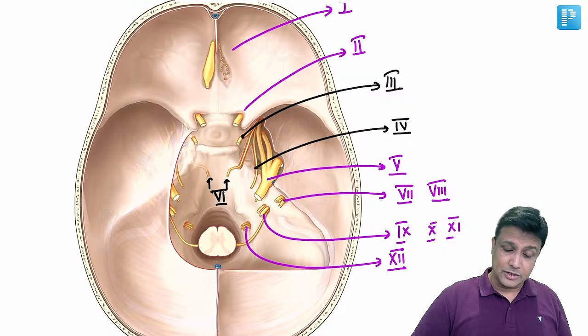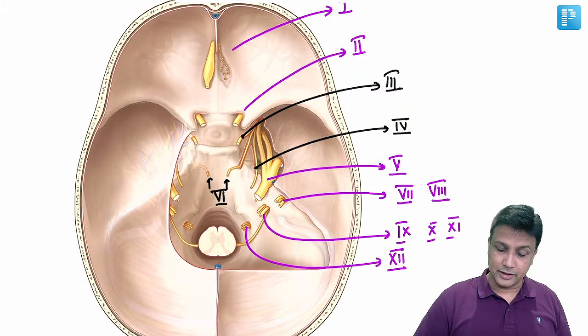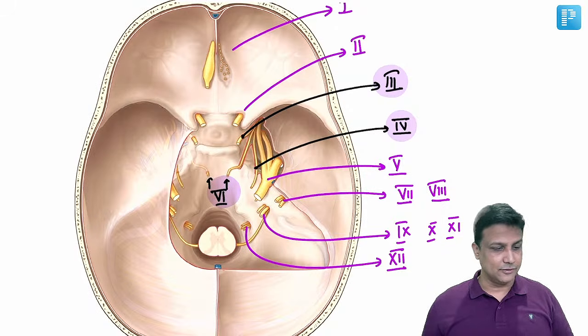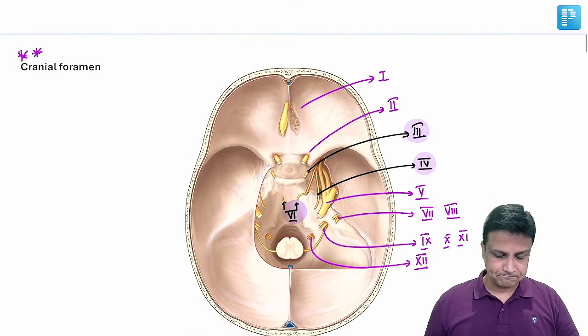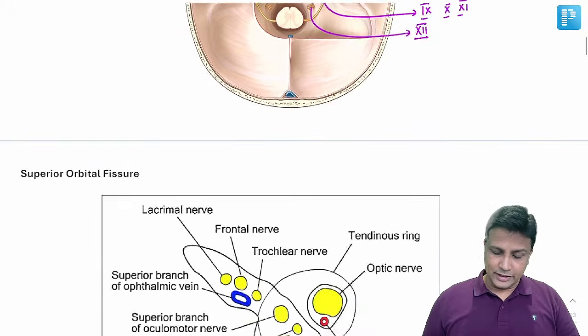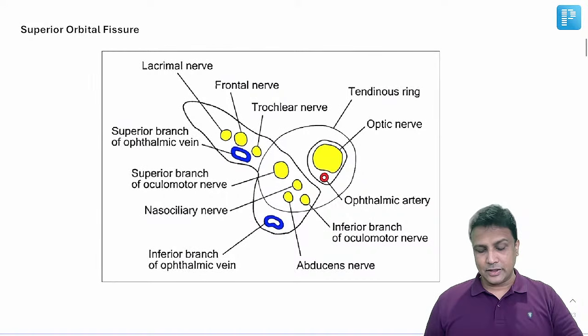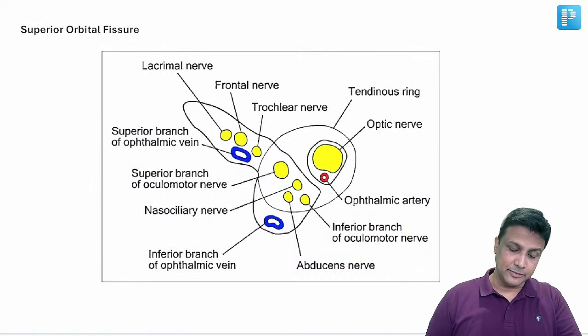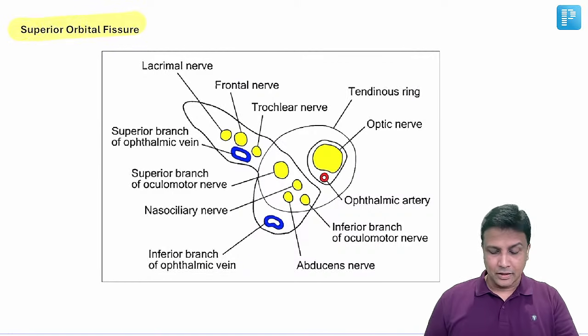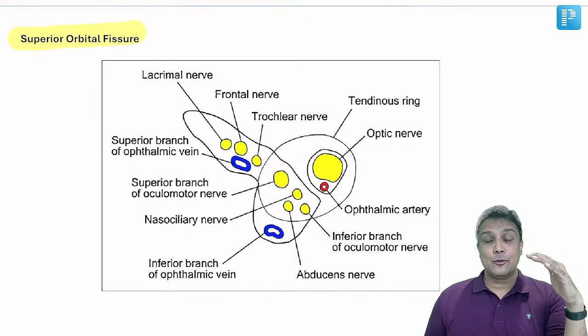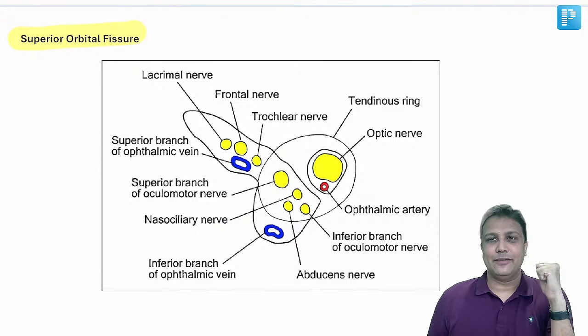I require my students to focus on the oculomotor nerve here and the trochlear and the abducens nerve here. This is really important to identify. Now once you are able to identify all these nerves, there is one important fissure, that is the superior orbital fissure. Between the lesser wing and the greater wing of the sphenoid bone, you'll have the superior orbital fissure.